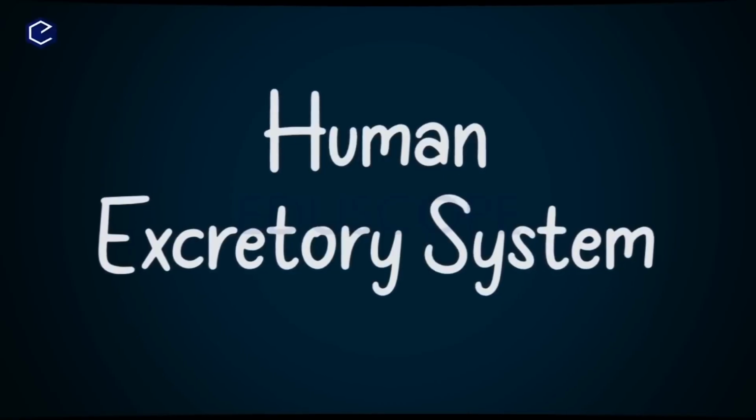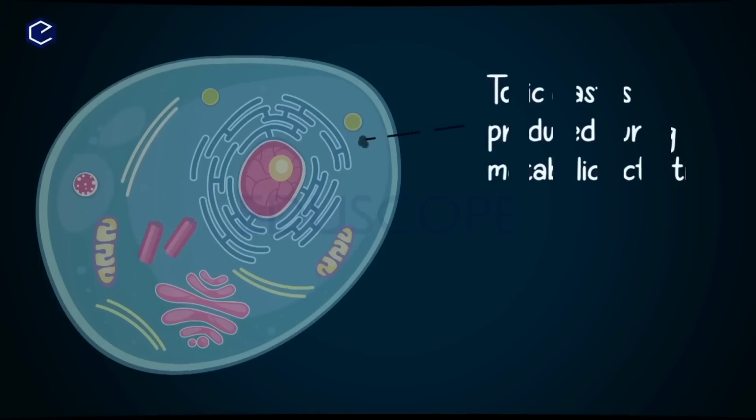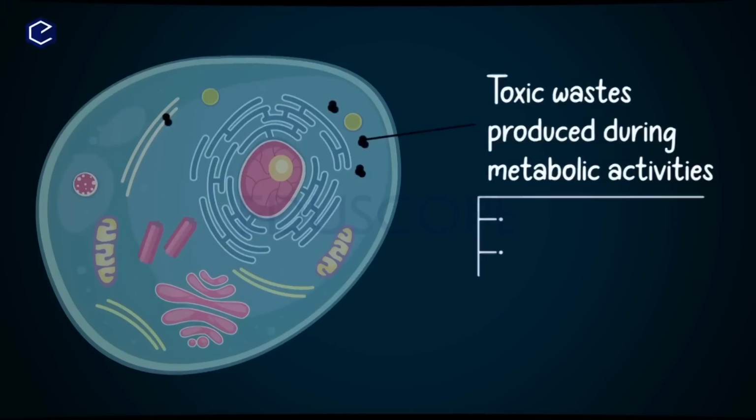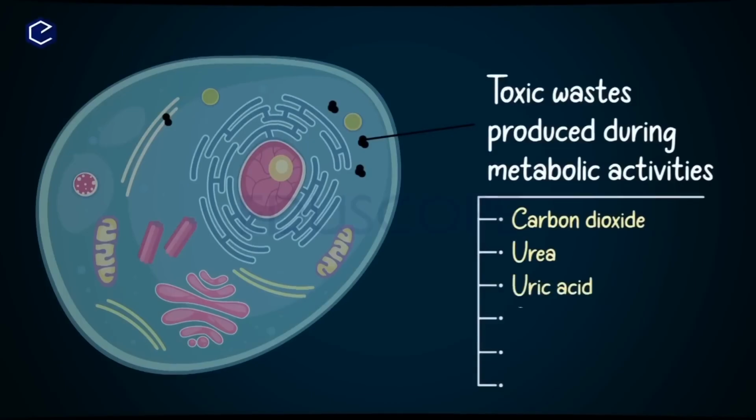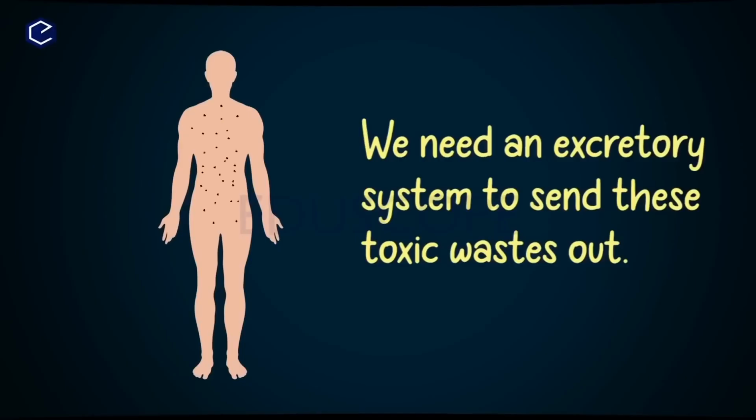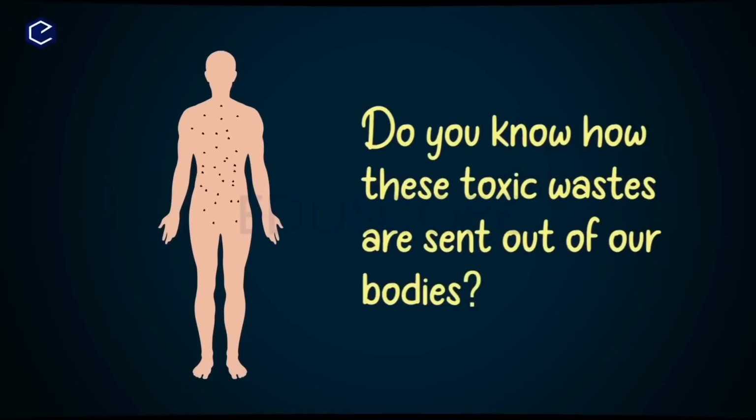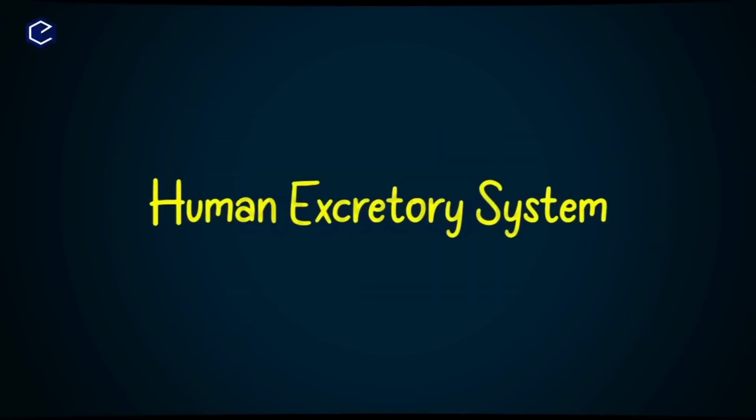Now, we will discuss the human excretory system. Cells, while carrying out their activities, produce toxic nitrogenous substances like urea and uric acid. These compounds are to be eliminated from our body. This job is done by the excretory system. Blood collects and carries these toxic materials to the excretory system for filtration.